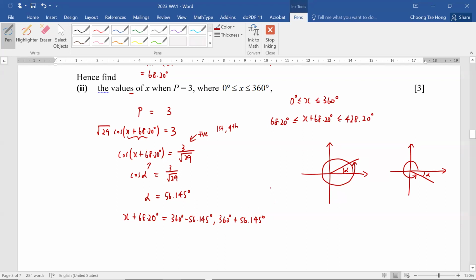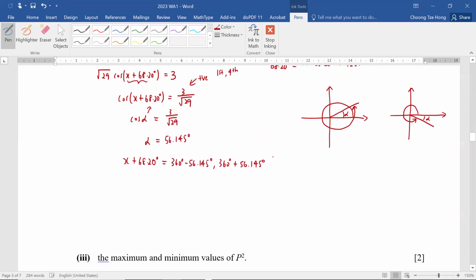You notice that this one is actually within range, because we are going to find x plus 68.20. Over here is 360 degrees plus 68.20, and we only added 56.145, so this will still be in range. To find the value of x, all you need to do is bring the 68.20 over to minus. So 360 degrees minus 56.145 minus another 68.20. You end up with your first answer of 235.7, to 1 dp.